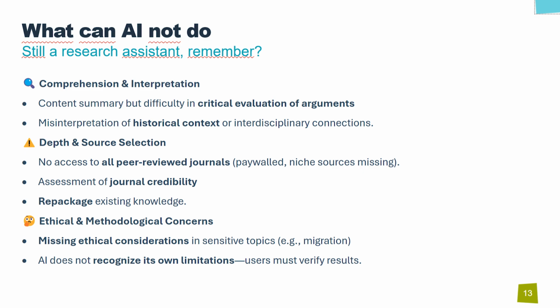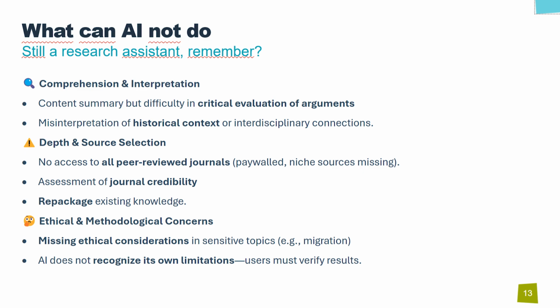Another thing that AI does is repackage existing knowledge. They do not actually offer a fresh insight. Finally, when it comes to ethical concerns, they miss the ethical considerations in sensitive topics. Let's assume migration, which is an extremely sensitive topic, or they do not recognize the limitations. Still, this is quite linked to the problem in critically evaluating the arguments.